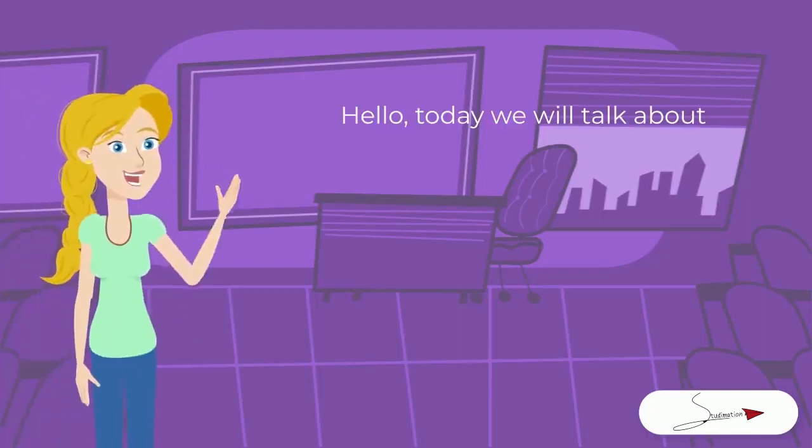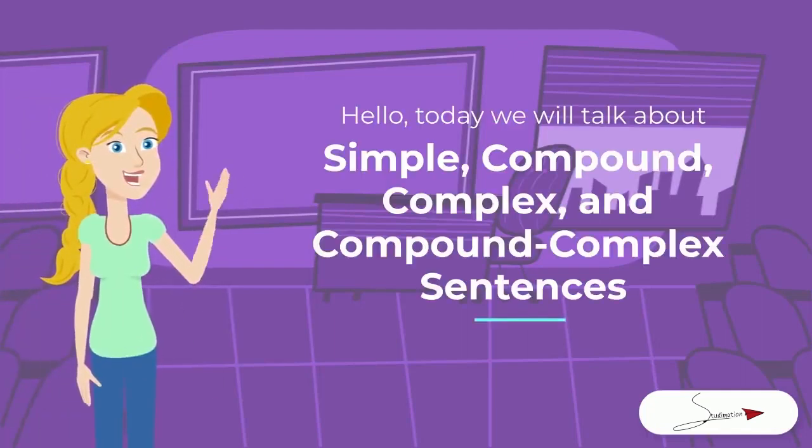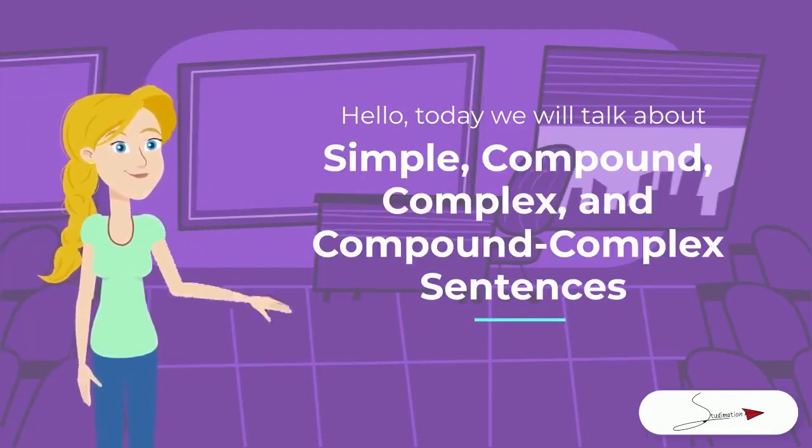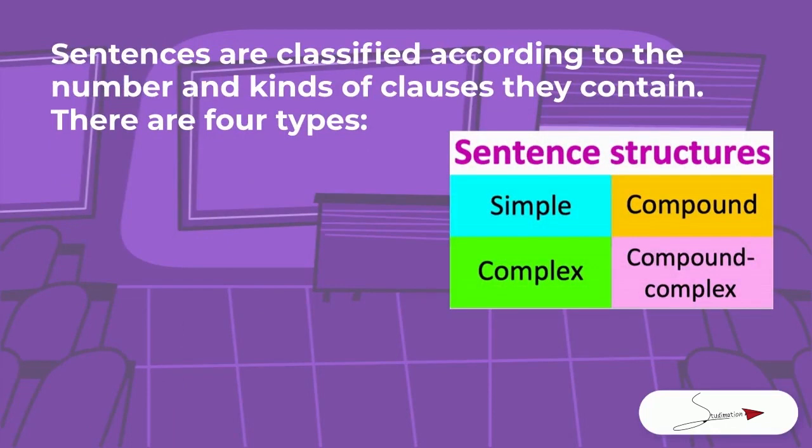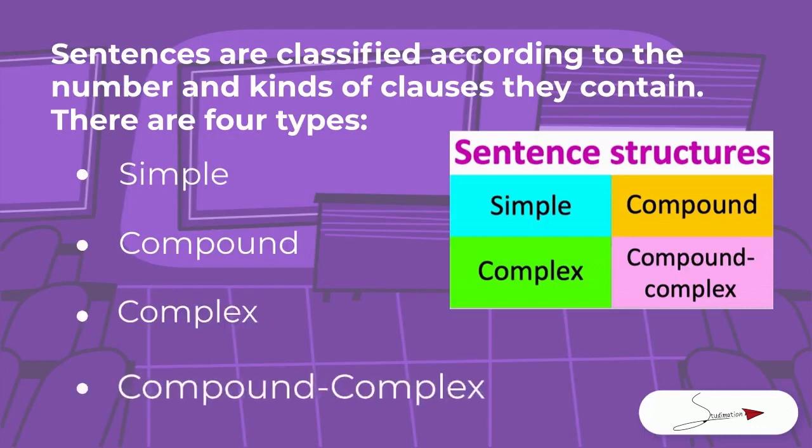Hello, today we will talk about simple, compound, complex, and compound complex sentences. Sentences are classified according to the number and kinds of clauses they contain. There are four types: simple, compound, complex, compound complex.